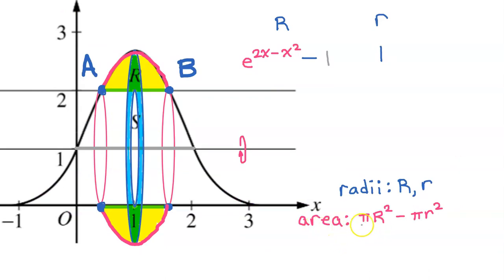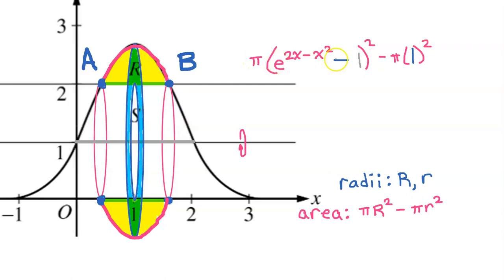In other words, the area of a washer will be pi big R squared minus pi small r squared. Since we already have an expression for big R and small r, we can write an expression for area by writing pi big R squared minus pi small r squared. So this is an expression for the area of this washer. We don't really need the 1 squared since 1 squared is just 1, so you could erase that if you wanted to.